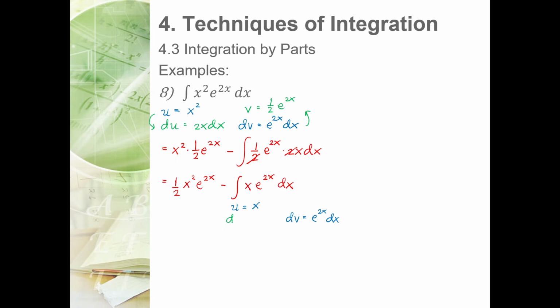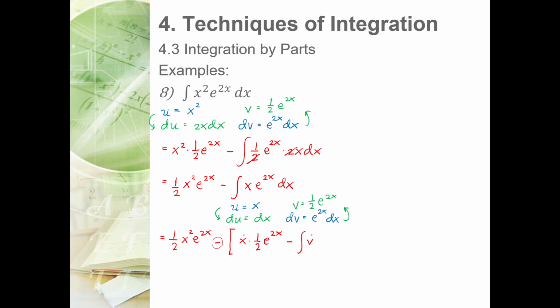Okay, and then your du is equal to dx, and v is still the same. That will be 1/2 e raised to 2x. So the answer again for this one will be 1/2 x squared e raised to 2x. So minus, don't forget to put the bracket because you need to multiply the negative sign. So uv, that will be x times 1/2 e raised to 2x minus the integral of v du.